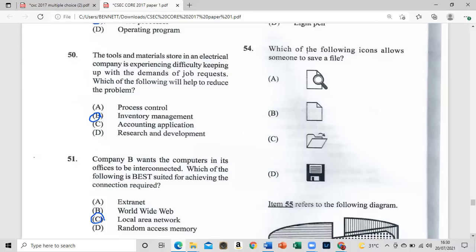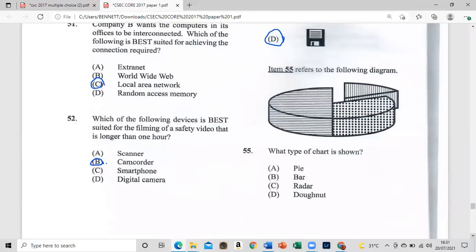All right, which of the following icons allow someone to save a file? And that is D. Save it. I know that I looked up with this, right? 1.44 megabyte, a whopping 1.44. What type of chart is shown? And that is the pie chart. So guys, just 5 more to go. Let's go.